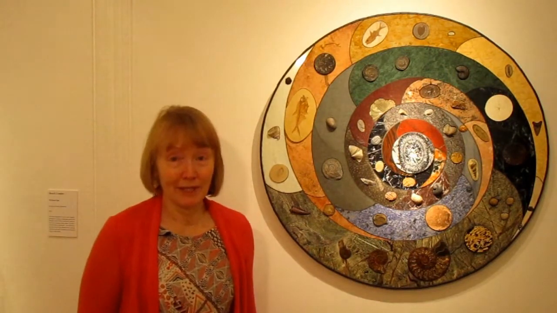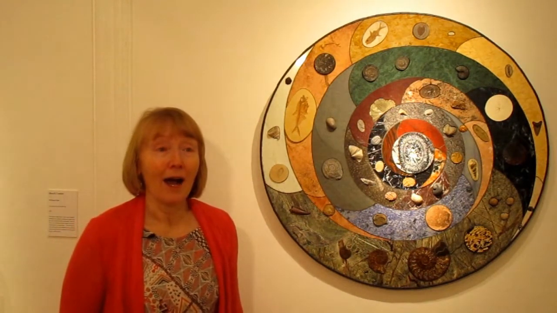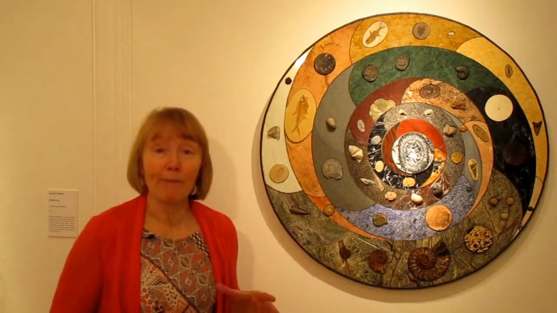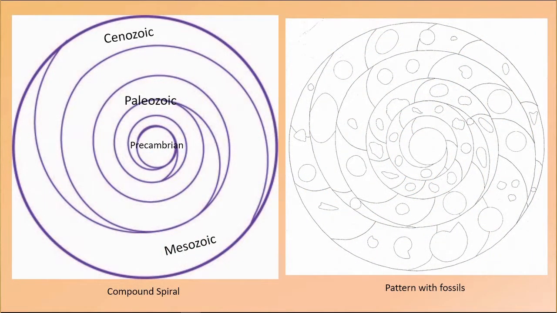When I was researching spirals, I found out about a compound spiral, which is what I used for the design. This cartoon on the left is a circle with 4 spirals in the middle, each depicting major divisions in geologic time. The cartoon on the right is the final design with the fossils in place.